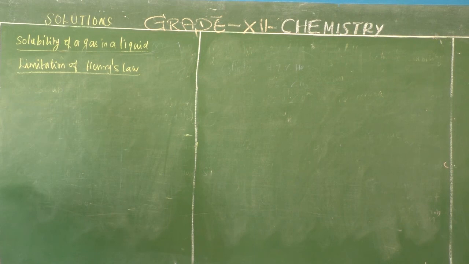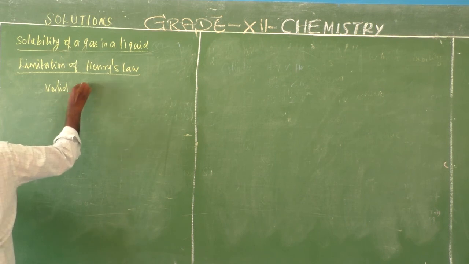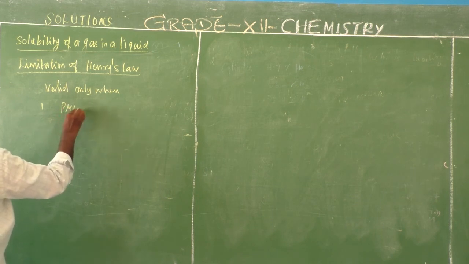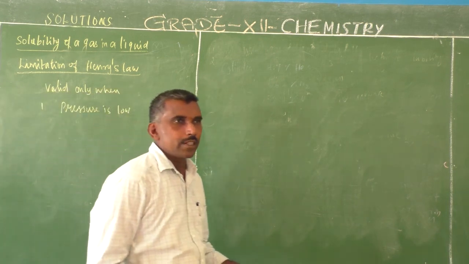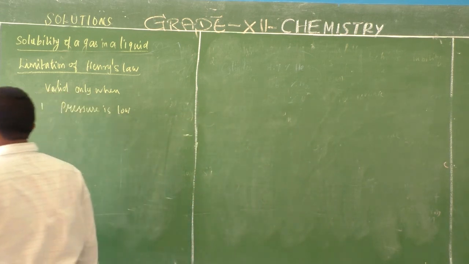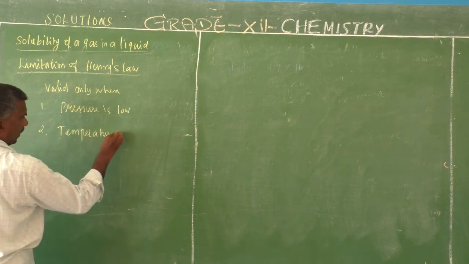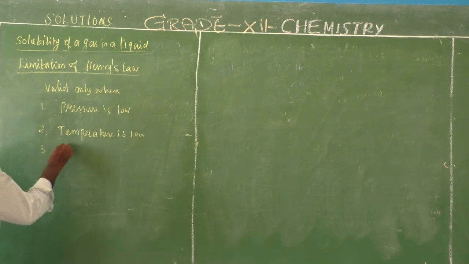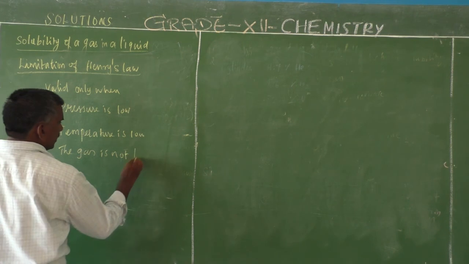First, Henry's law is valid only when pressure is low. This law is applicable only to low pressure; at high pressure, maximum deviation takes place. Second, the temperature should be low, very low temperature. Third, the gas is not highly soluble.